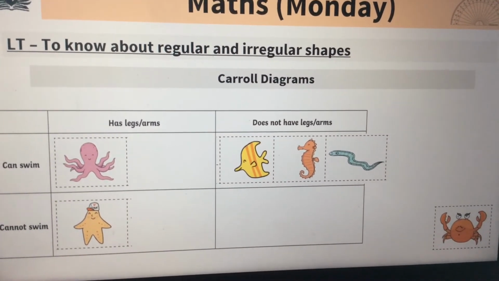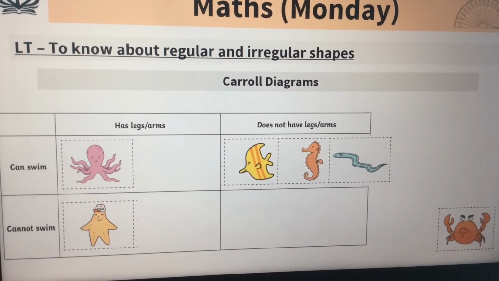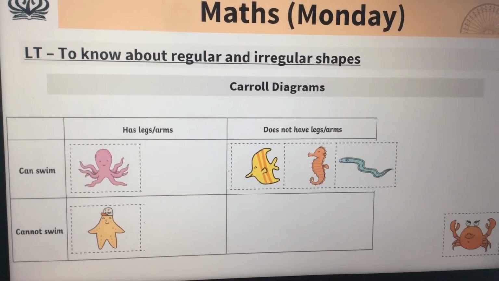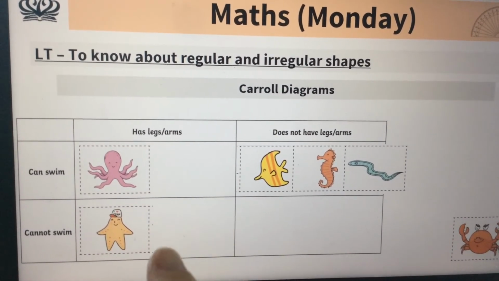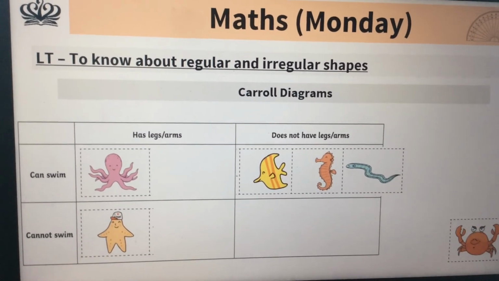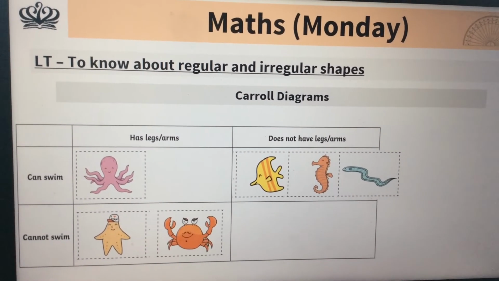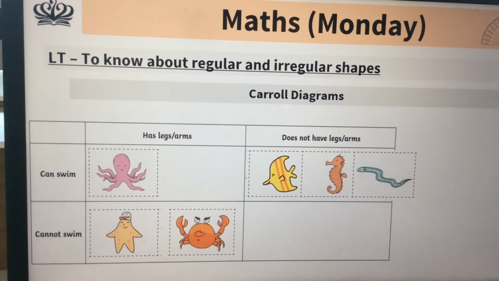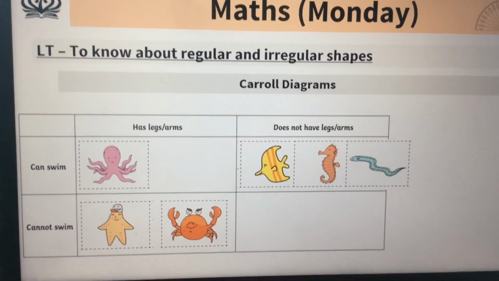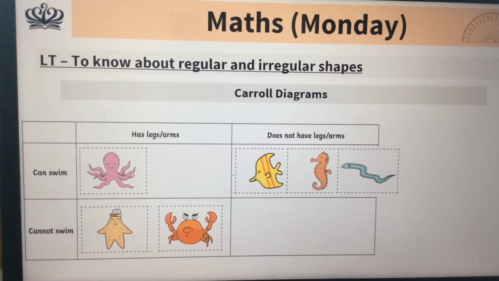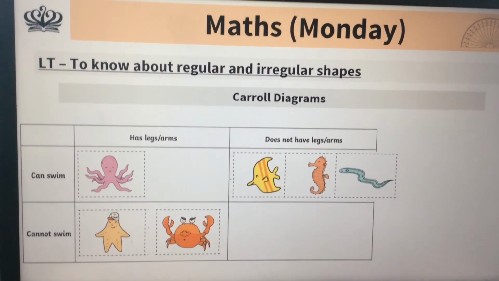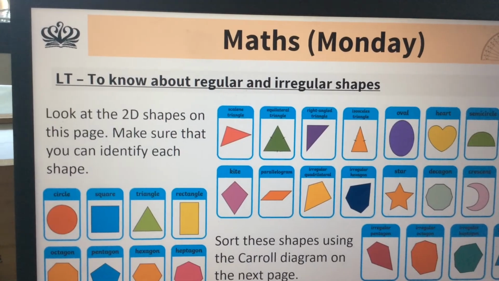Right, and finally, the crab. Does it have legs and arms? Yes, it does. It scuttles along the sand, so it's going to go somewhere here. Can it swim or it can't swim? Can't swim, it kind of shuffles along, scuttles along on its little legs. So there are all of those objects sorted, and for each one we have answered 2 questions to be able to sort them. So that is a Carroll diagram.